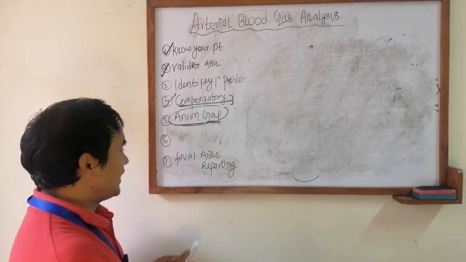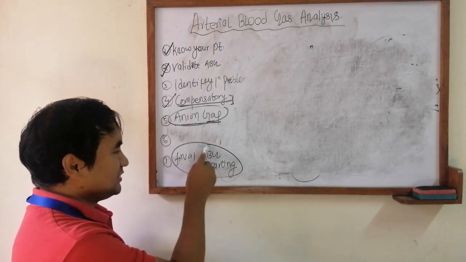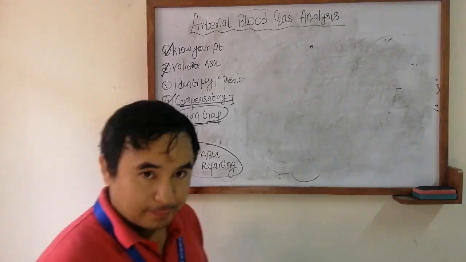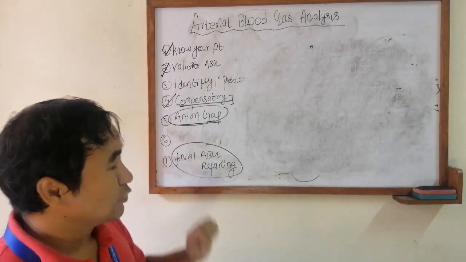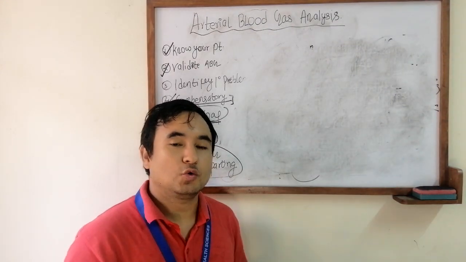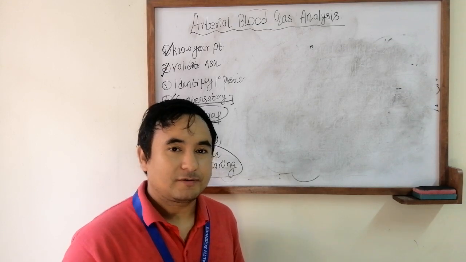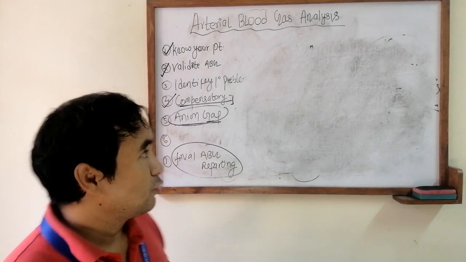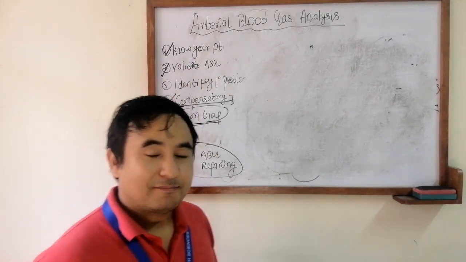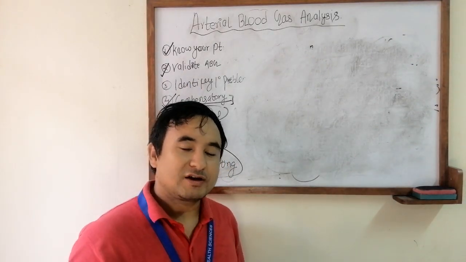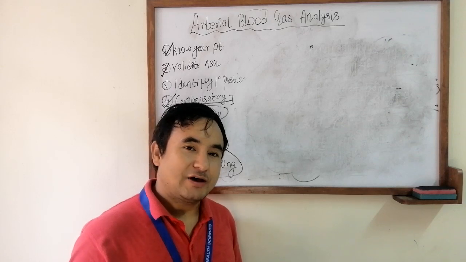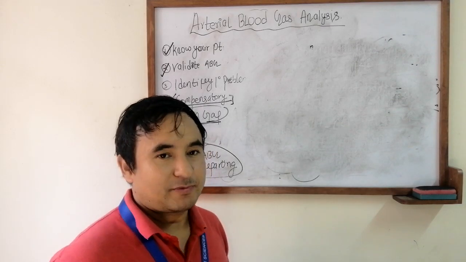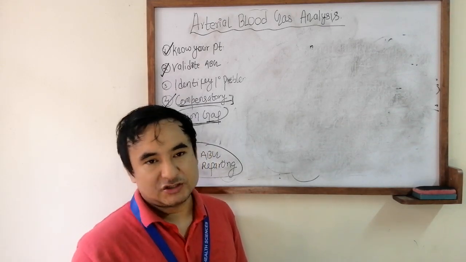So let us revise it again, and we have to give the final ABG reporting. Before analyzing the ABG, we have to know about the conditions of the patient, what the symptoms of the patient are, and what the examination findings of the patient are. Then we have to validate the ABG by applying a simple formula: 24 equals the product of hydrogen ion and bicarbonate divided by partial pressure of carbon dioxide. It should be like 24.